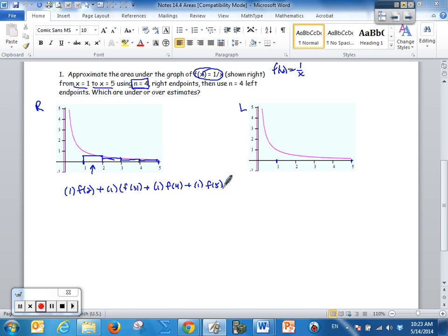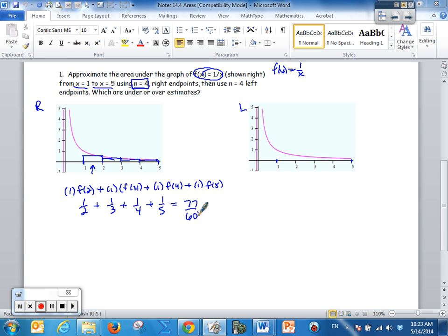So to get those values, I go to the function. For f of 2, I plug a 2 in here and I get 1/2, plus f of 3, I plug a 3 in, I get 1/3, plus plug a 4 in, 1/4, plug a 5 in, 1/5. And that gives me 77 over 60.